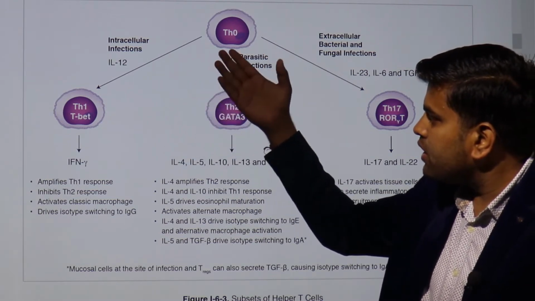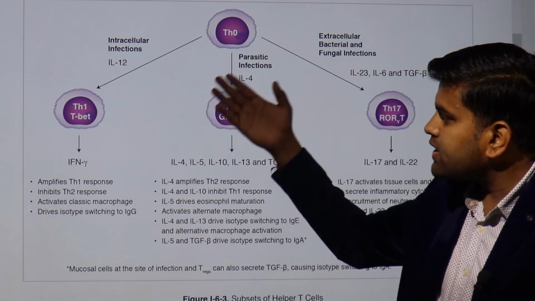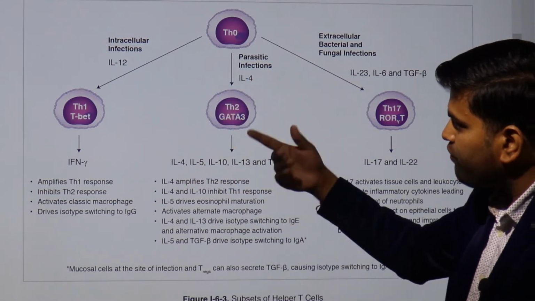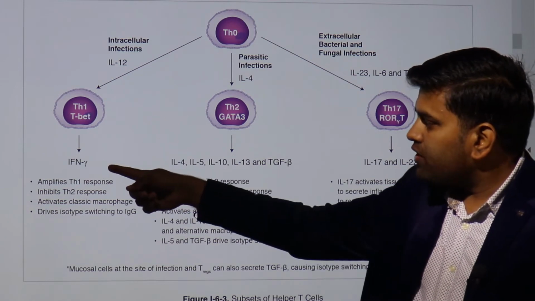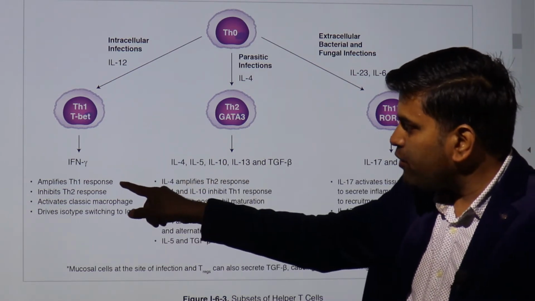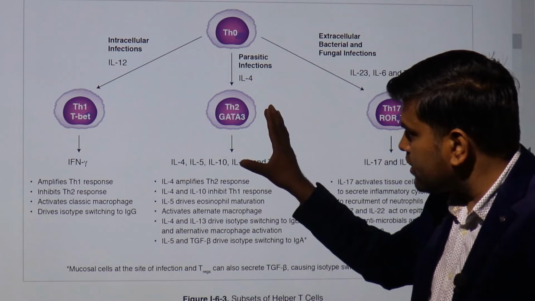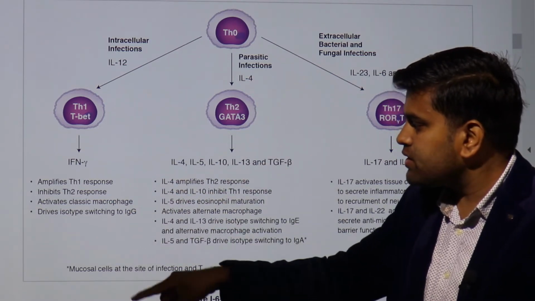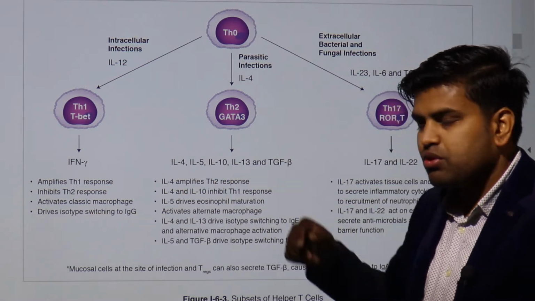So this Th0 will convert into Th1 if there is an intracellular infection that releases interleukin 12. That will release the Th1 arm, and that is cell mediated immunity. In cell mediated immunity, the infected cell should be killed, so this will release interferon gamma. This will amplify the Th1 response, inhibit the antibody formation, the Th2 response, activate the classical macrophage, and drive isotype switching to class G.